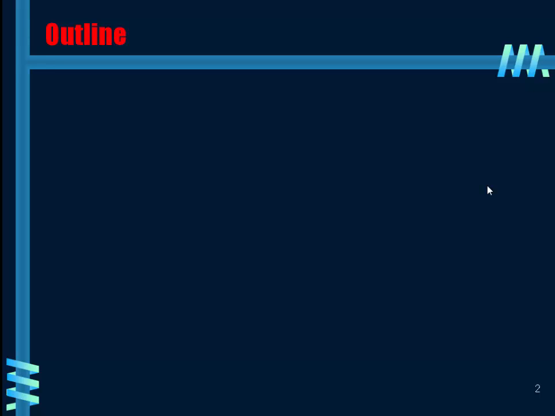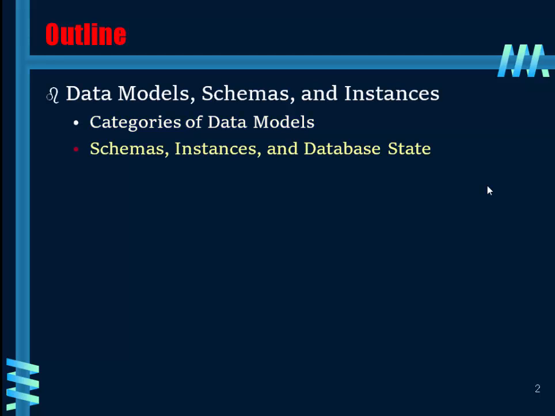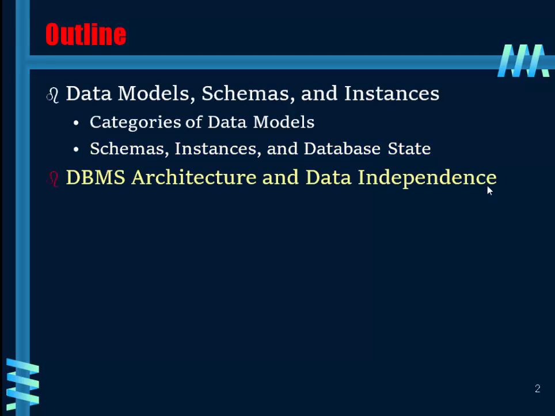In this chapter, we will discuss data models, schemas, and instances. In the data models, we are going to discuss the categories of data models, the meaning of schema, what an instance is, and the meaning of database states. We'll discuss this in this class.